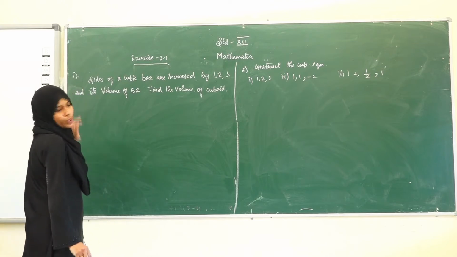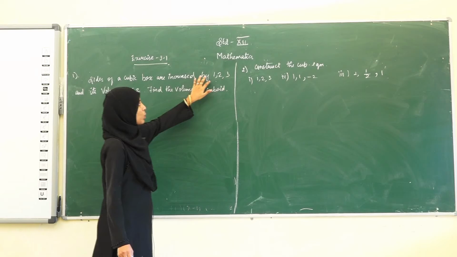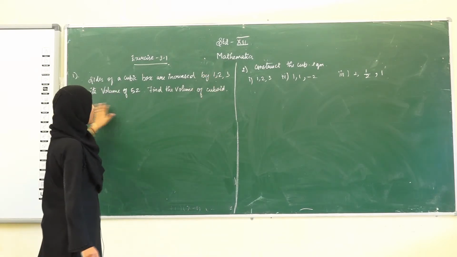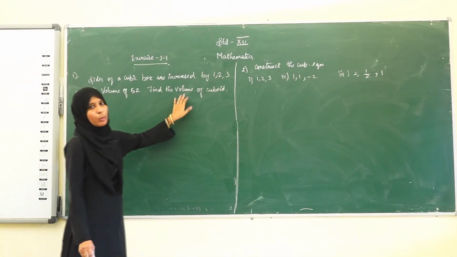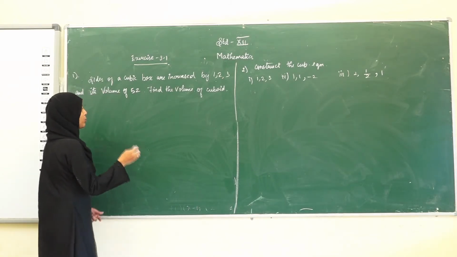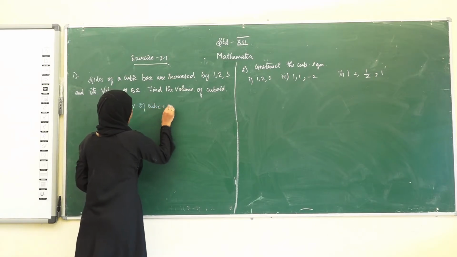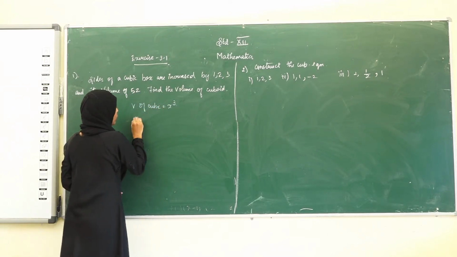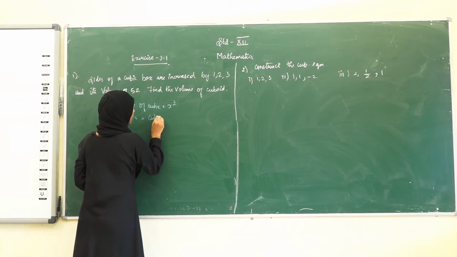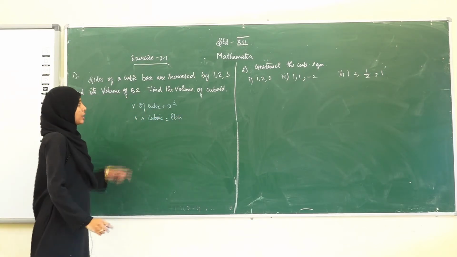Okay, so in the first question what they have given is, if the sides of a cubic box are increased by 1, 2 and 3 and its volume by 52, find the volume of the cuboid. So for this first we have to know the volume of cube and volume of cuboid. Volume of cube is x cube and volume of cuboid is LBH. Okay, this is the difference.